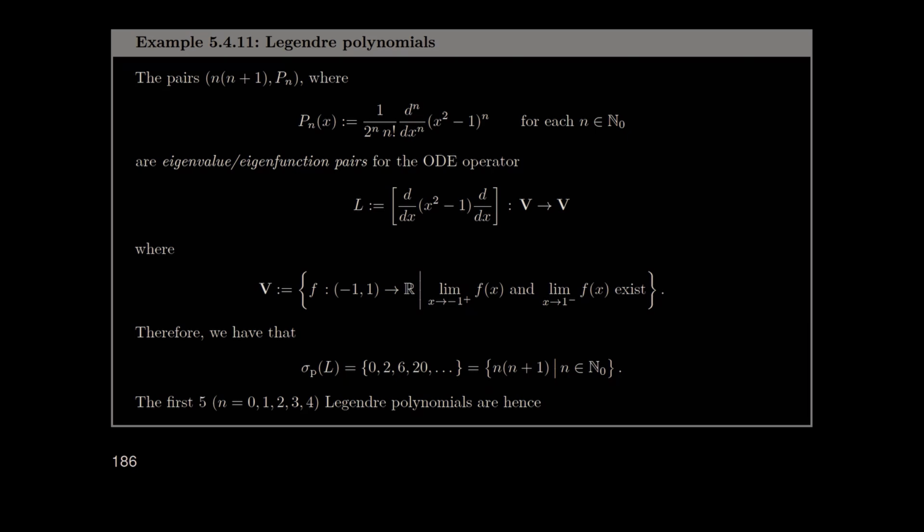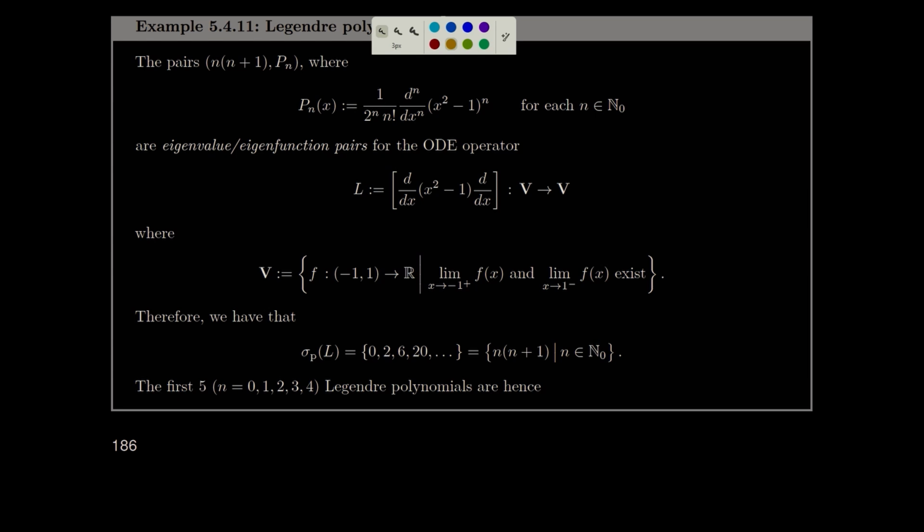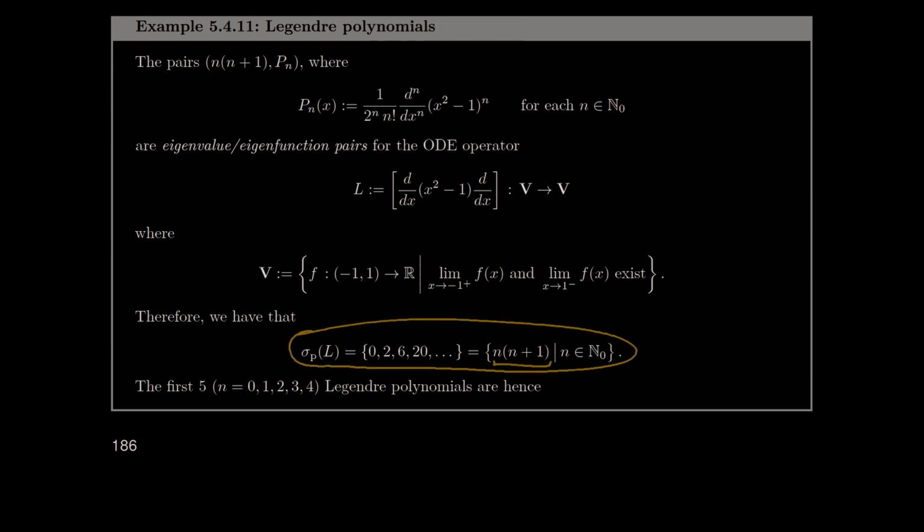And this actually has a collection of eigenvalue eigenfunction pairs. The eigenvalues look like n times n plus 1 for n in the natural numbers, including 0. And the eigenfunctions look like this thing called p sub n, given the name p for polynomial here. It turns out this p sub n is just defined as a coefficient times the nth derivative of x squared minus 1 to the nth power. So those are known as the Legendre polynomials. I'm really just giving you a nice example here, which means that the point spectrum can be found by looking at all possible combinations of n times n plus 1, which by the way looks like 0, 2, 6, 20, and so on. So it's a nice little discrete point spectrum for you.